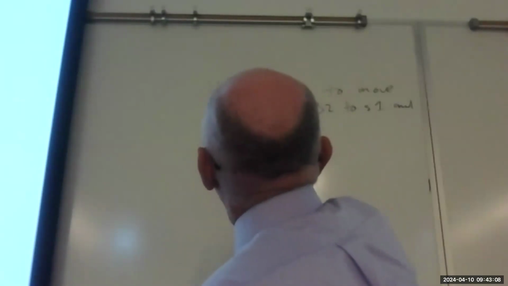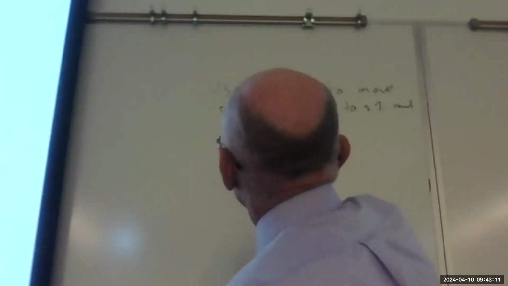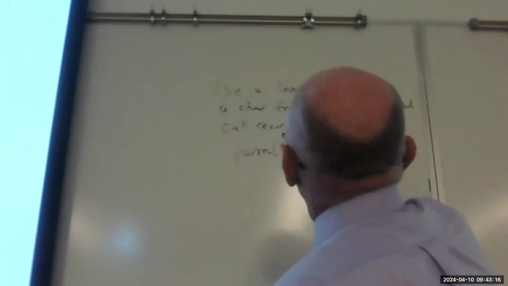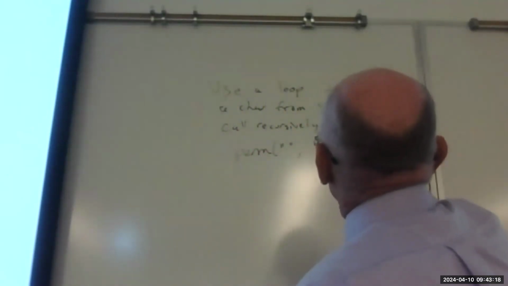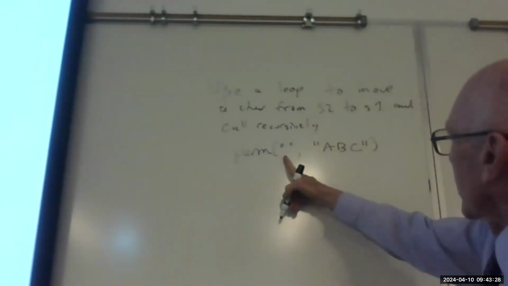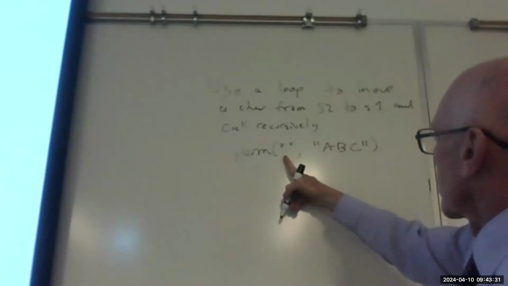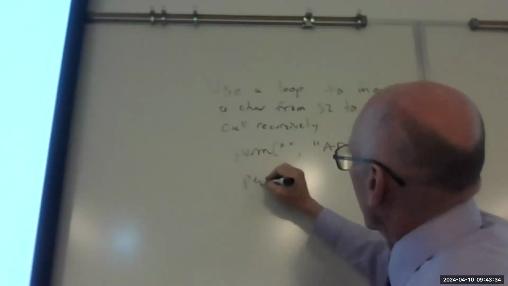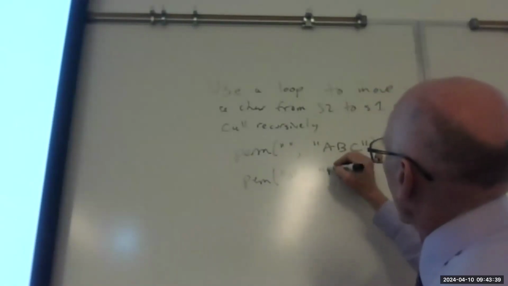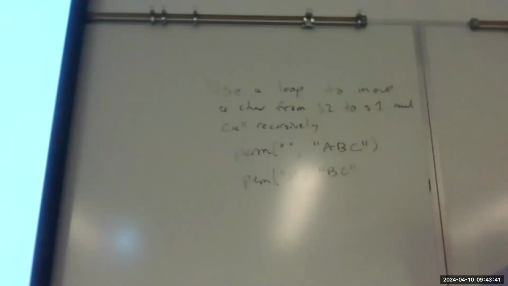And so the first call that I'm going to make is, let's call it permute. I'm going to give it this empty string. And let's do ABC just so we can see how this is working. Okay. So the first thing I'm going to do is I'm going to take A and move the character from S2 to S1 and call it recursively. So that means I'm going to do a permutation of A and whatever's left over. So when I move it, I'm really removing it from one string and putting it in the other.